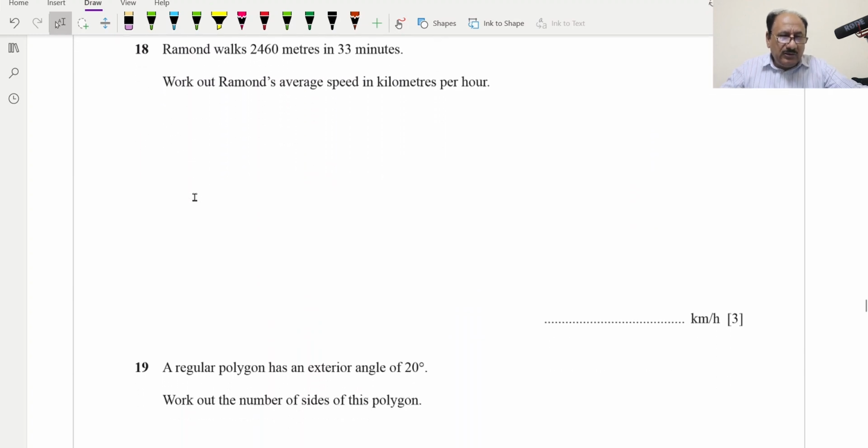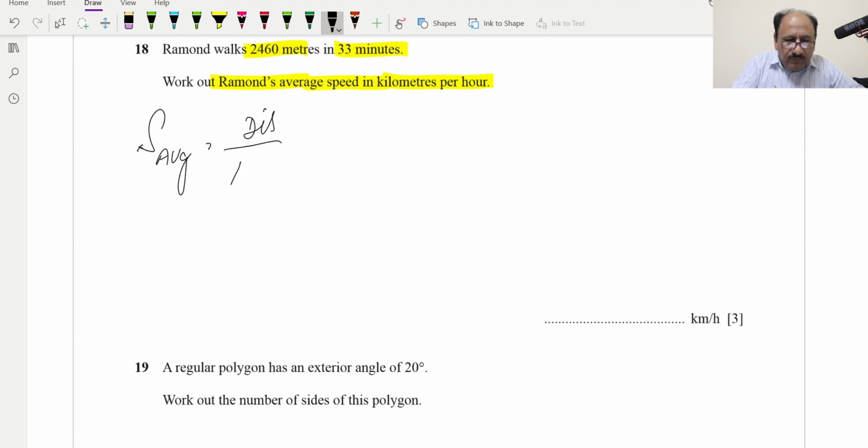Question number 18: Raymond walks 2460 meters in 33 minutes. Work out Raymond's average speed. But the issue is that we have to calculate the speed in kilometers per hour, so the unit is very important. So average speed will be equal to what? Distance divided by time. But you will have to take care of the distance.